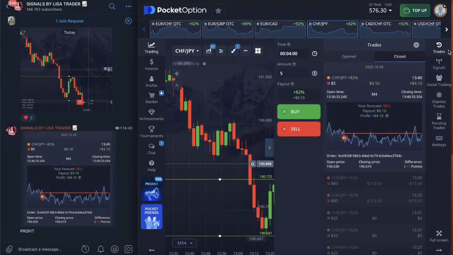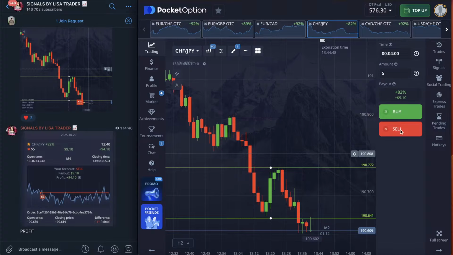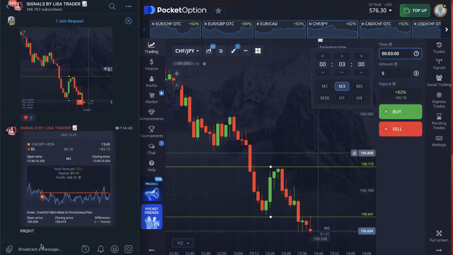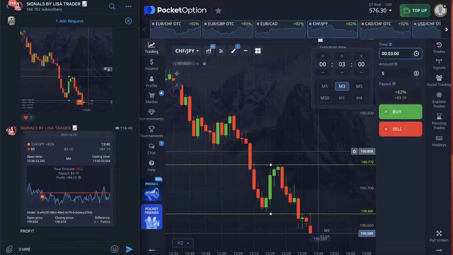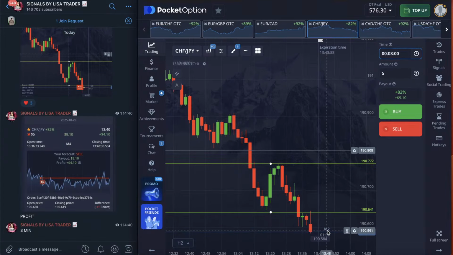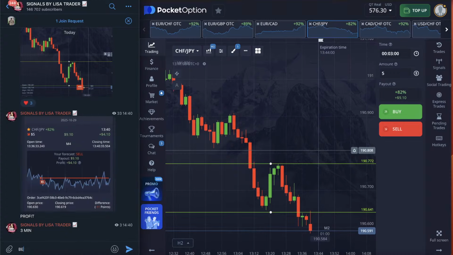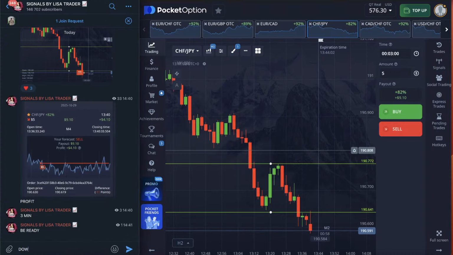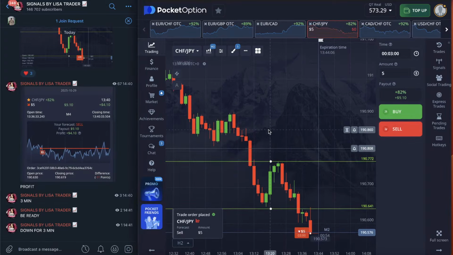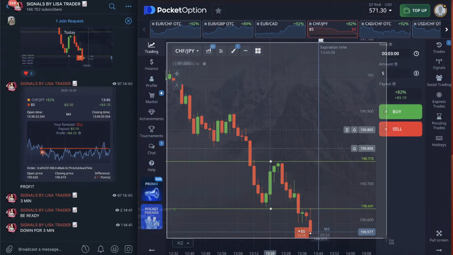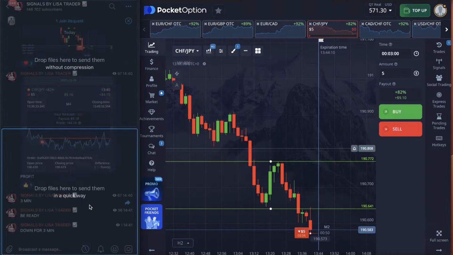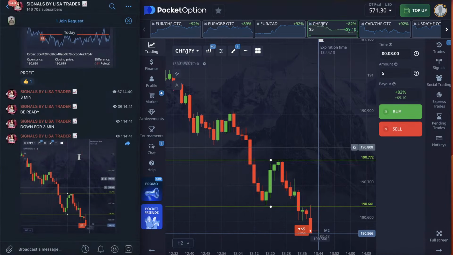So here we close the trade in the plus. Perfect, minus 11 points here, guys. Let's change to 3 minutes. 3 minutes. Oh my god, it's going so much in the downward direction. It's crazy. Okay, be ready. Down for 3 minutes. Okay, we open a trade here. I'm going to check out your indicator.